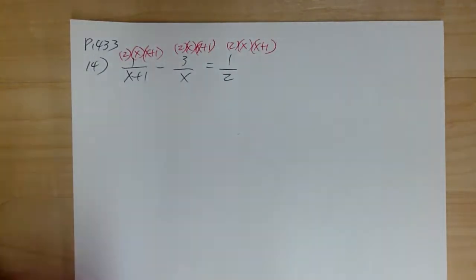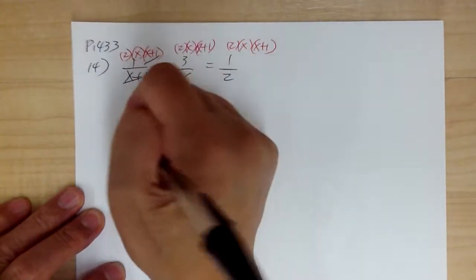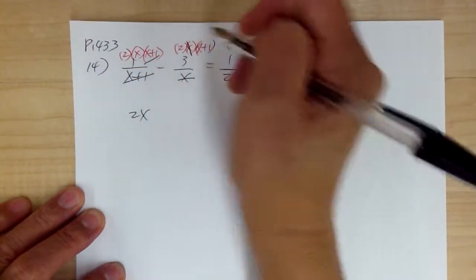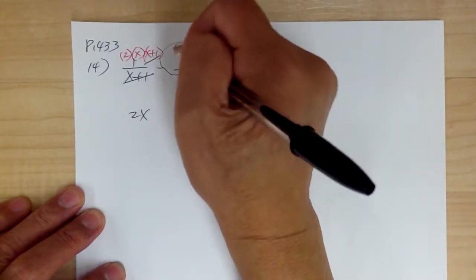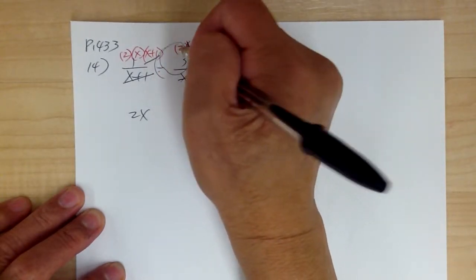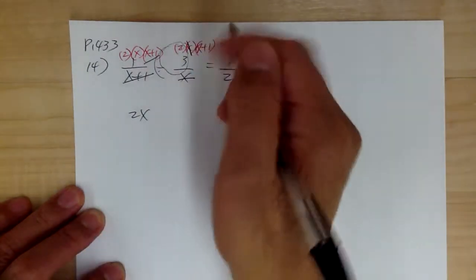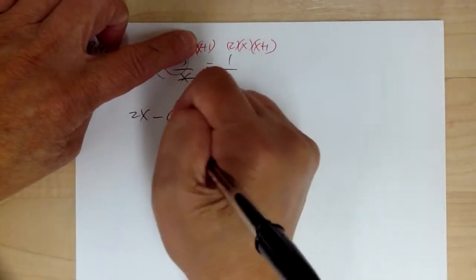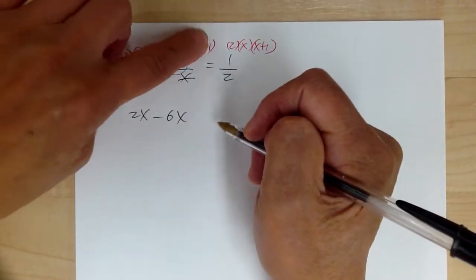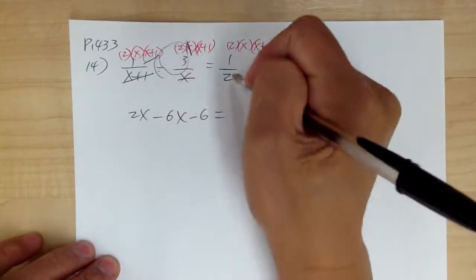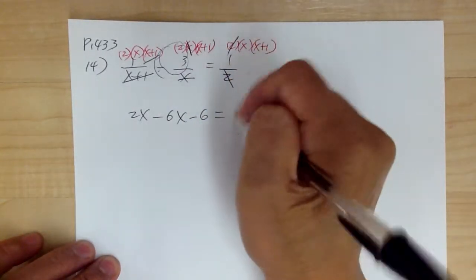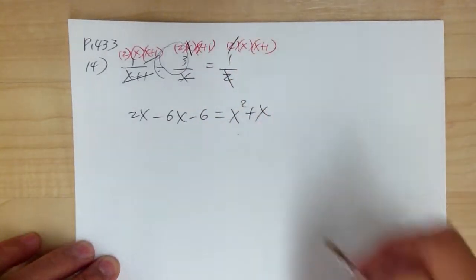Okay, so you start to cancel. So this cancels with that, so you get 2x. This one cancels with that. Now you have this over here. So that's a negative 2 times 3 is negative 6. So negative 6 times x would be minus 6x. Negative 6 times 1 would be minus 6. This one cancels. If you multiply, you're going to get x squared plus x.